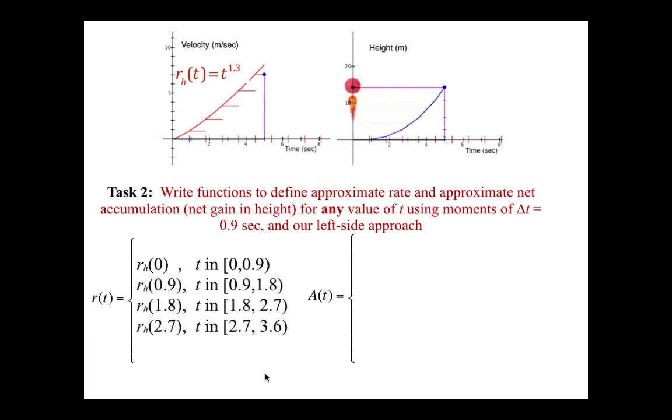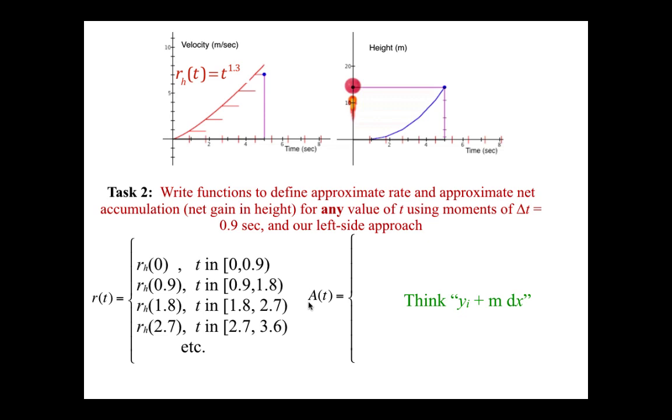I can write the rate function part easily enough. It's just, oh, use the r sub h of 0 for the first interval, r sub h of 0.9 in the second, and so forth. And for writing the accumulation, just net accumulation in height, I call this A of t, A for accumulation, to remind us we're not actually calculating the height of the basketball. We're just measuring the net change in the height from time 0 towards whatever, or just changes in height due to the rate. It doesn't take into account any initial height.